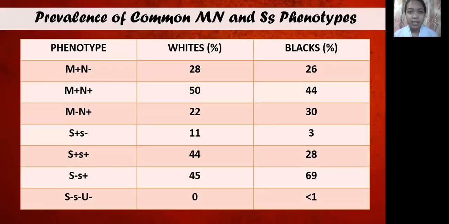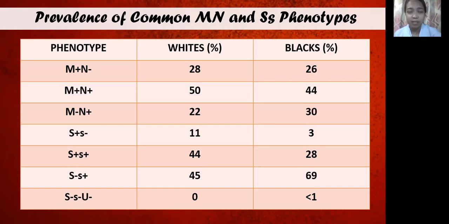Here is an example table of the prevalence of common M, N, and S, s phenotypes. In the first phenotype, M positive N negative, whites have 28% while blacks have 26%. M positive N positive is 50% for whites and 44% for blacks. In the third phenotype, M negative N positive has 22% in whites, while blacks have 30%. The fourth phenotype is S positive, s negative: whites have 11%, while blacks have 3%.